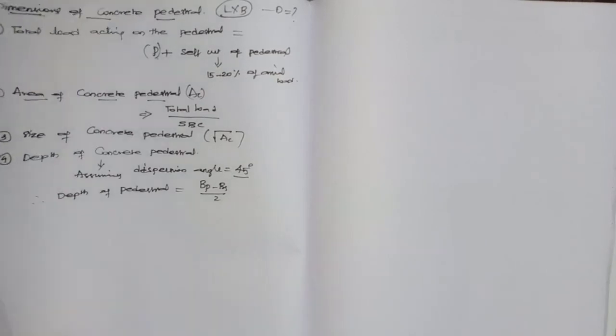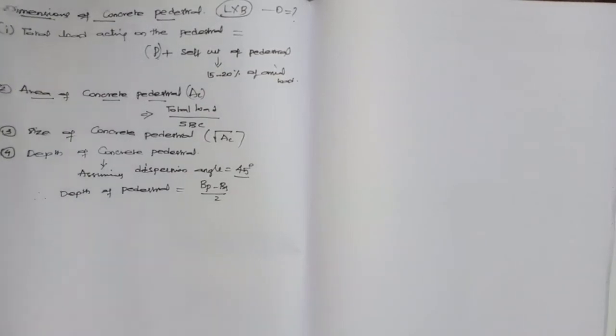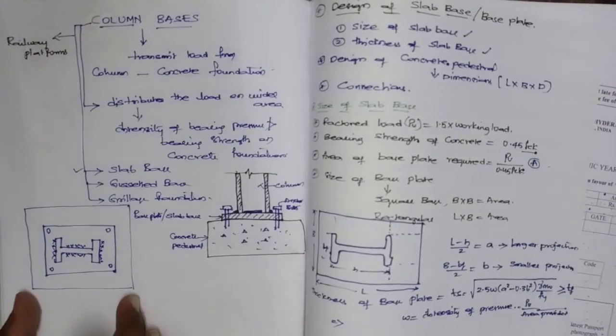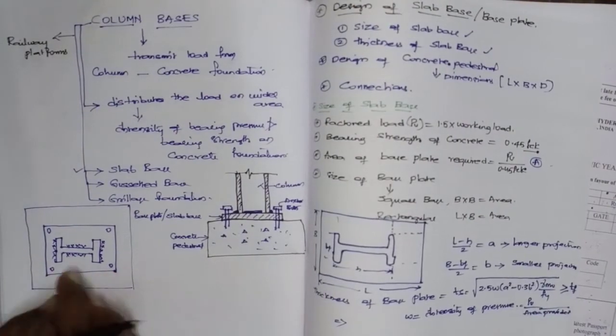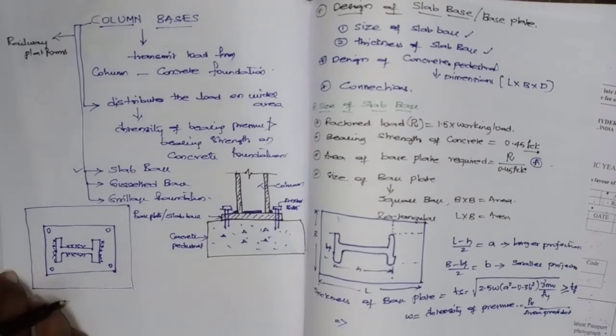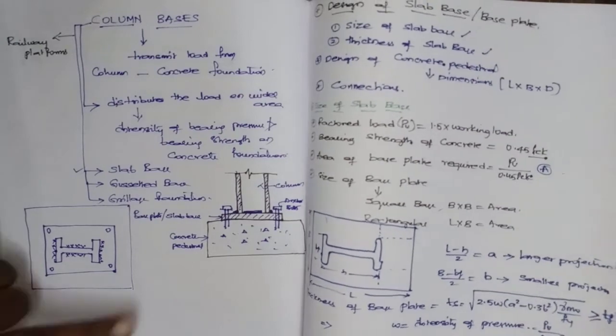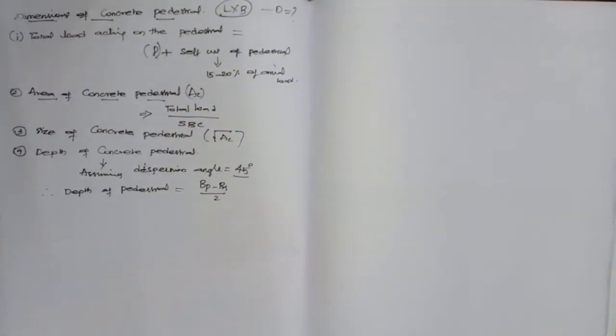Okay, if I see the plan, this is width of pedestal minus width of slab, by 2. Okay, means 45 degrees dispersion means you will be getting 1 by 2 of the differences, right? Shall we? Next one is what?